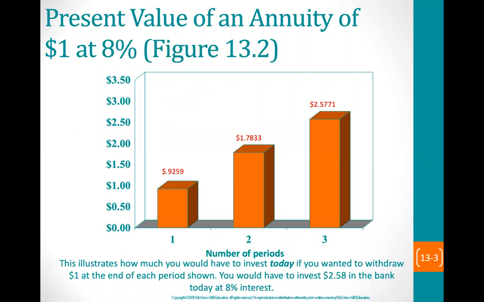So let's assume that we want to know how much money we need to invest today to receive a stream of payments for a given number of years in the future. This is called the present value of an ordinary annuity. In Figure 13.2 here, you can see that if you want to withdraw $1 at the end of each period, you would have to invest 93 cents today. If at the end of each period for 3 periods you want to withdraw the dollar, you'd have to put in $2.58 today at 8% interest. We're going from the future back to the present.